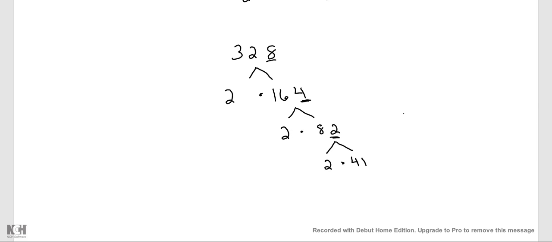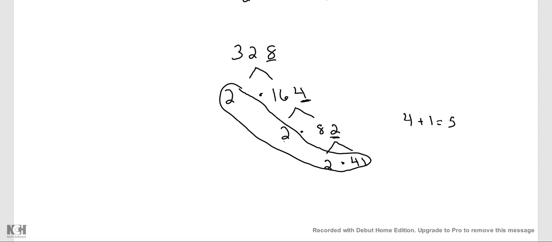I could check for divisibility by 3. 4 plus 1 is 5. 5 is not a multiple of 3, so 41 is not a multiple of 3. So at this point, all of my branches are prime. So all of this is my prime factorization. 2 times 2 times 2 times 41. And if it just asks you to list out the prime factors, you would just say 2 and 41 are the prime factors.